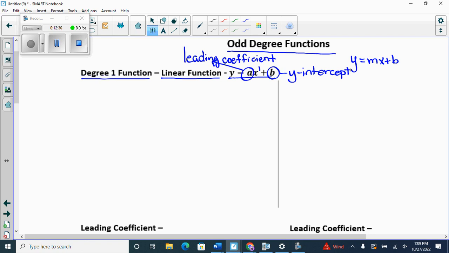So the other thing to note is the constant is always the y-intercept. And that only happens when there's not brackets. You see how there's no brackets in that equation? It's in standard form. That's when the constant is the y-intercept. Because when you plug 0 in for x, everything else goes away.